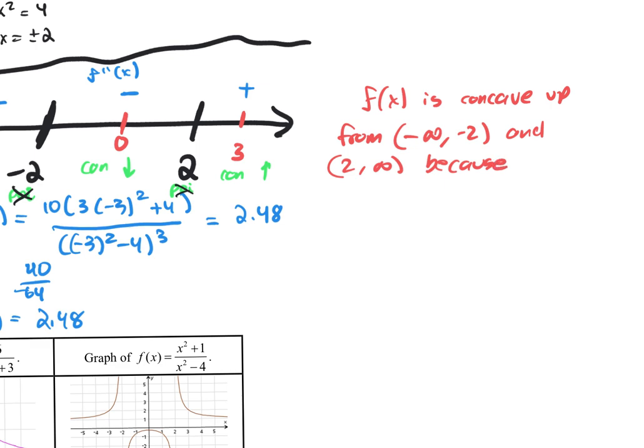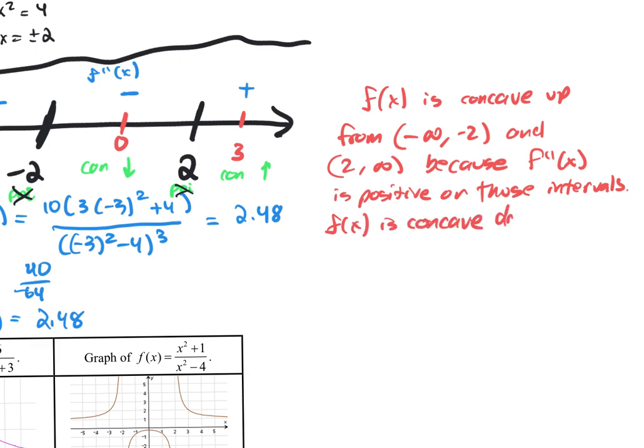because the second derivative is positive on those intervals. We would say f of x is concave down on the interval -2 to 2, since the second derivative is negative on that interval.